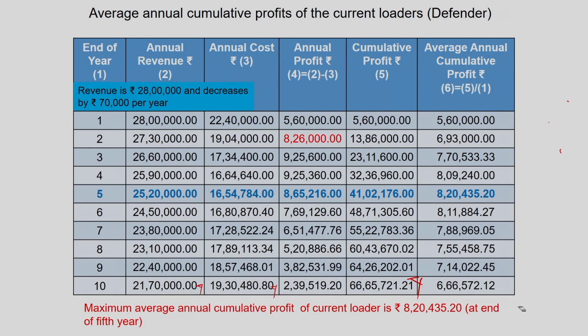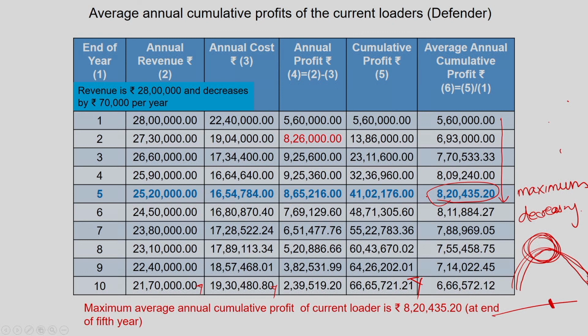Here also you can see a kind of parabolic trend. Initially the profit is low, now the profit is increasing, the profit reaches a maximum point here. After that it starts decreasing. So, you can see the trend is like this, the profit increases and reaches a maximum point and then again starts decreasing. Now, you can find the time period during which the profit is maximum, that is your economic life. That is happening in the 5th year for the current loader. So, the maximum profit we are getting in the 5th year.